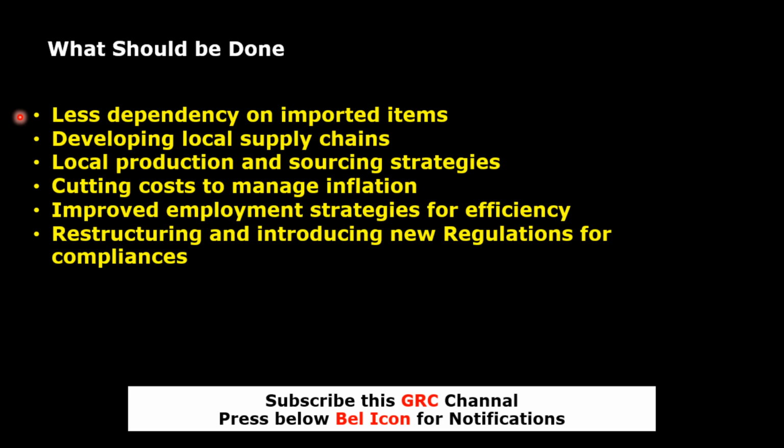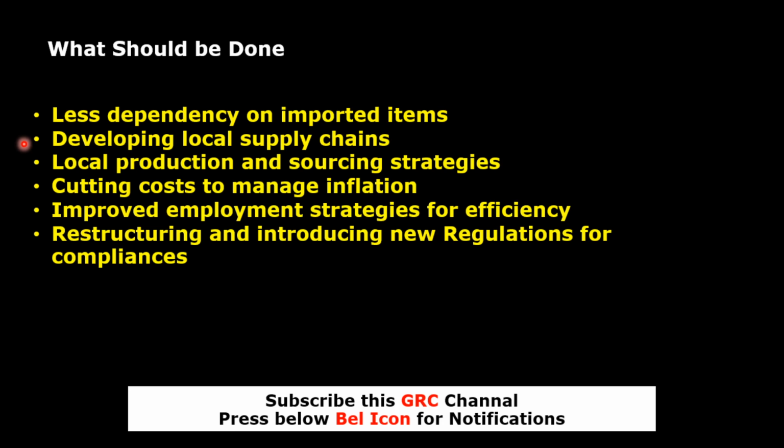So let's discuss what organizations and institutions should do at their individual levels. Organizations and institutions that depend on imported raw materials should increase their dependency on locally manufactured raw materials, and they should have a strategy towards less dependency on imported items, because ultimately production cost and sales prices should be controlled to remain competitive in the market.